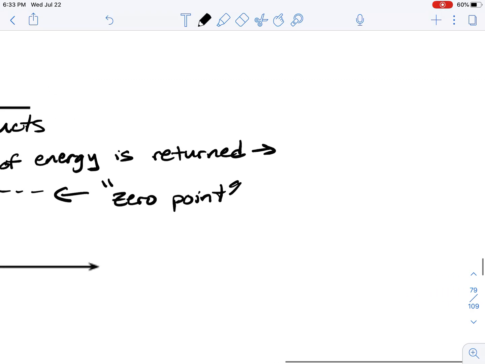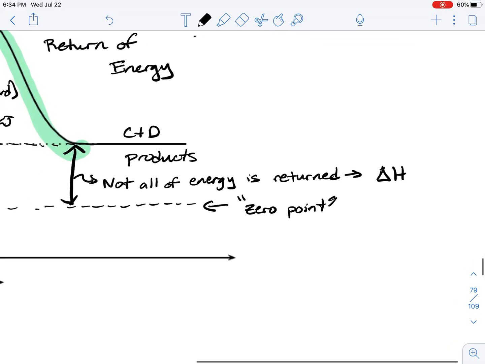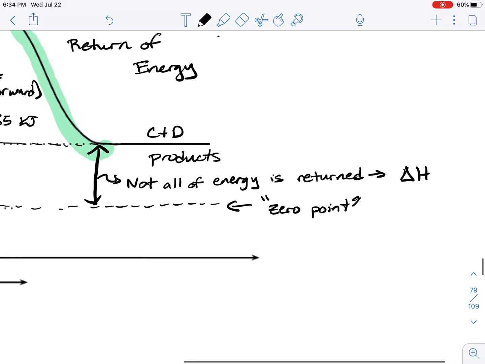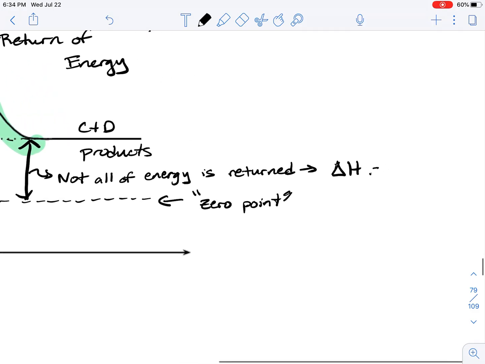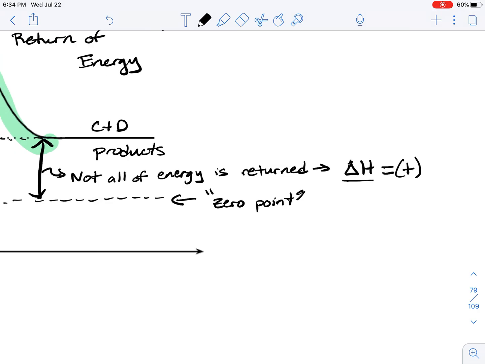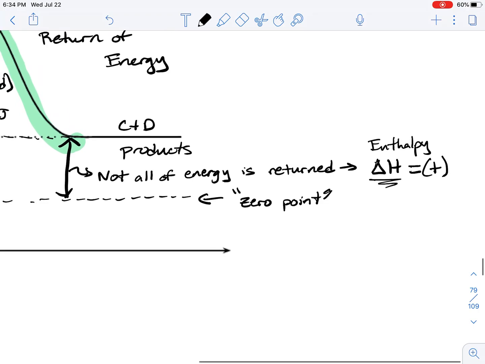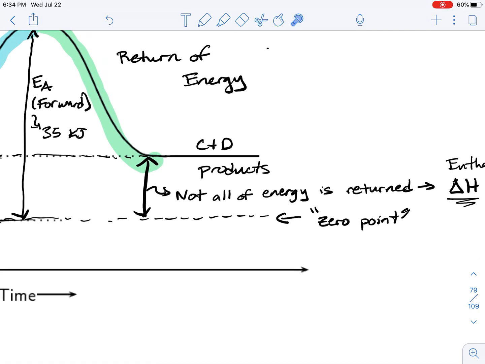And so therefore, the change in enthalpy, the delta H value, is going to be positive. And so why is the sign for delta H for enthalpy positive? Well, if you guys look, the potential energy of the products is much higher than the 0 point. And so this is going to be a positive value. If the line goes below, then it's going to be a negative value.